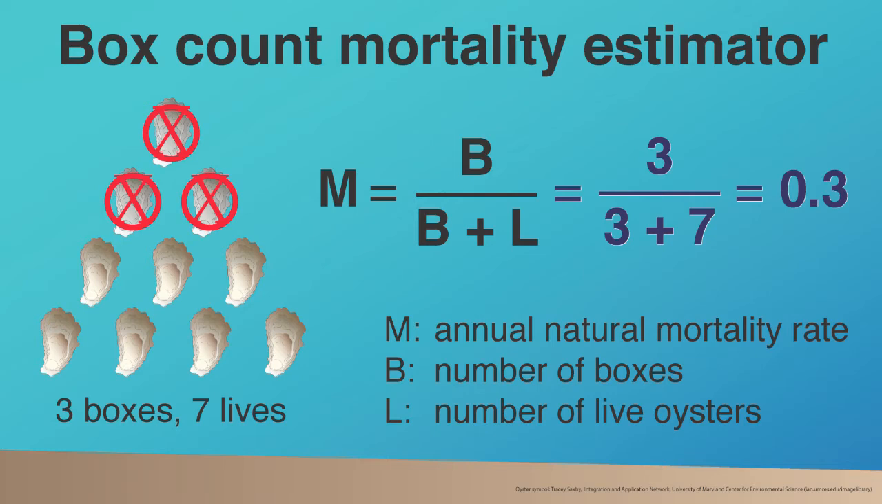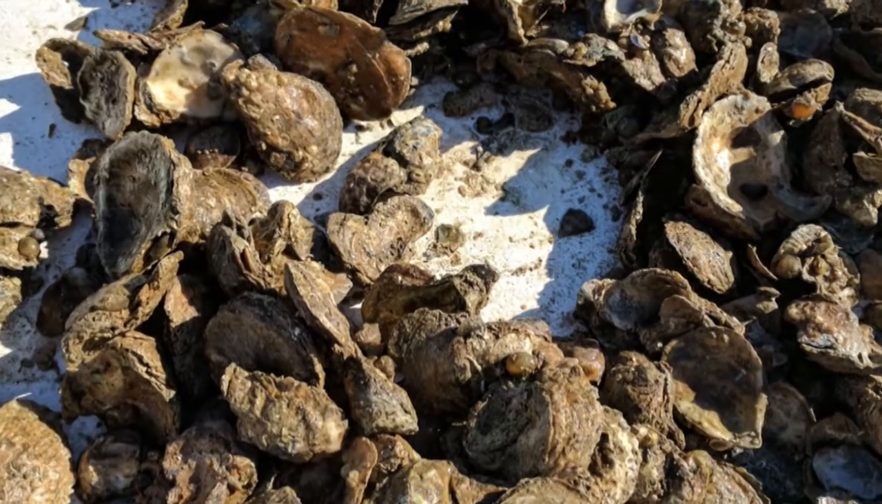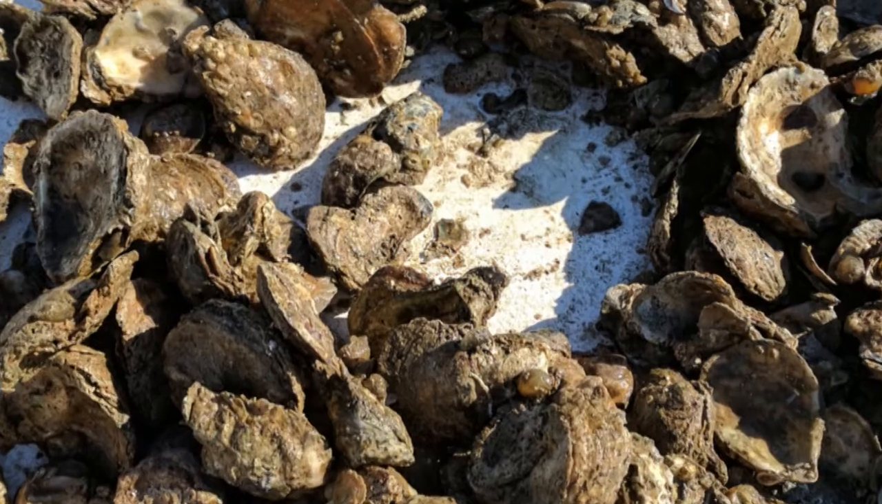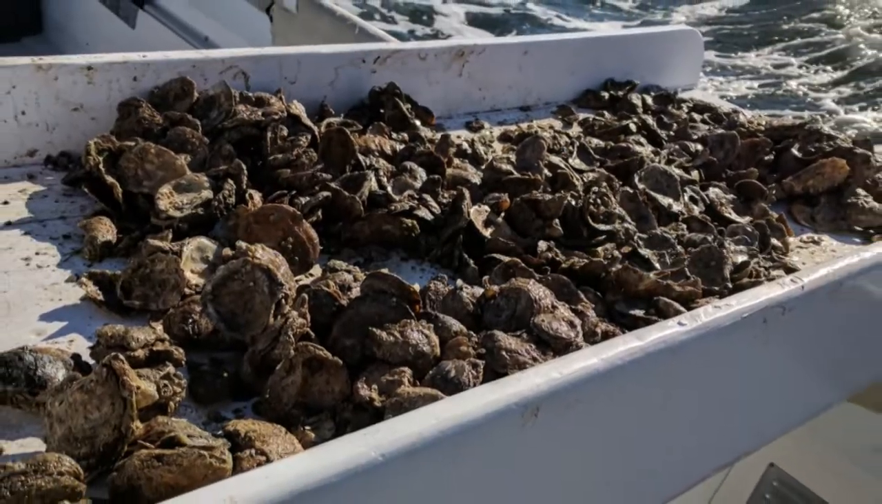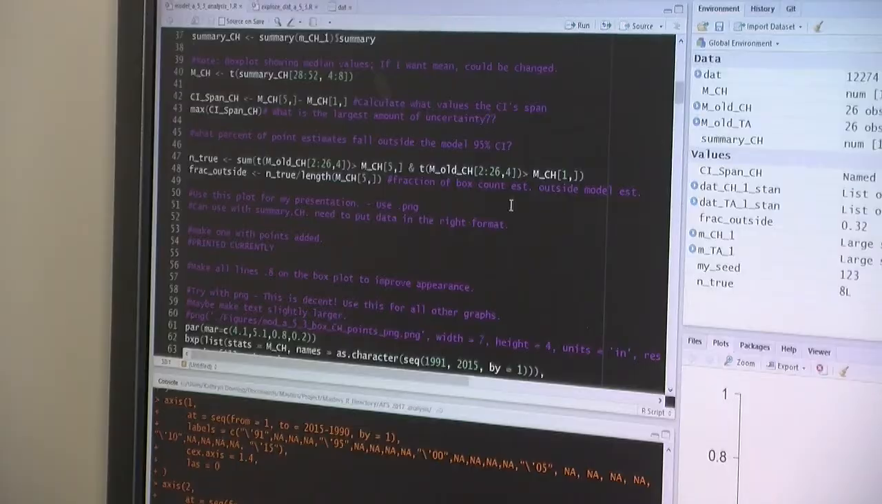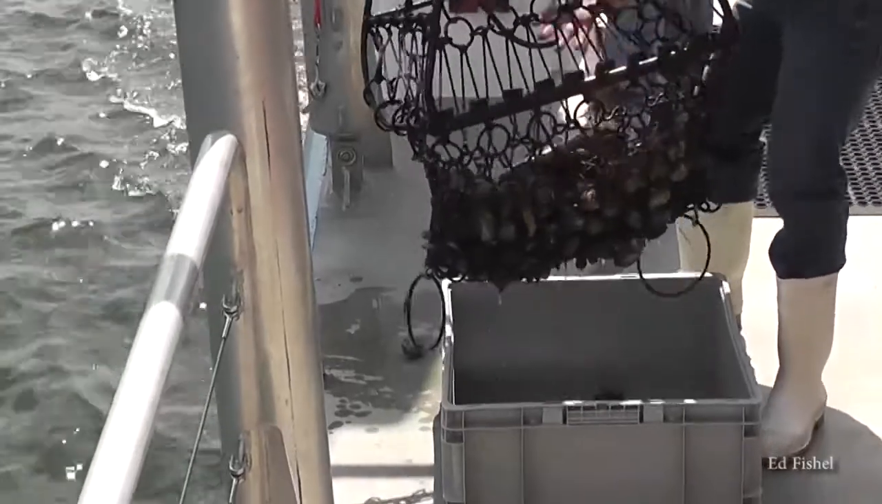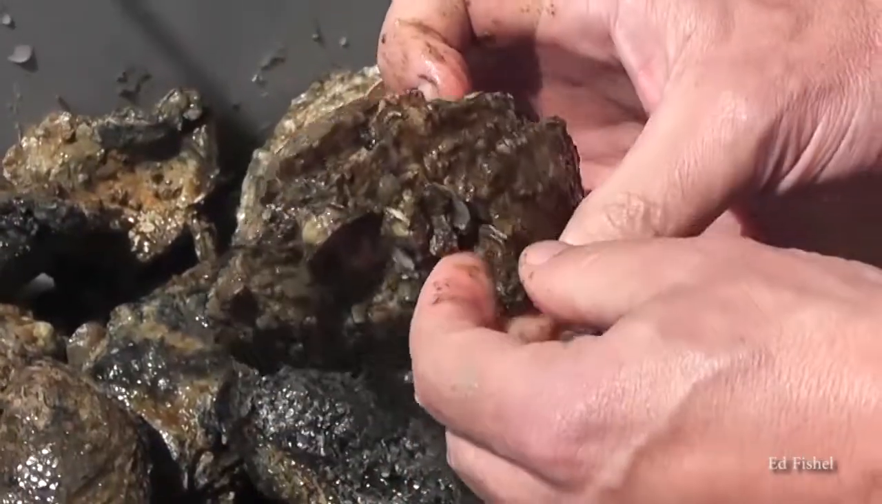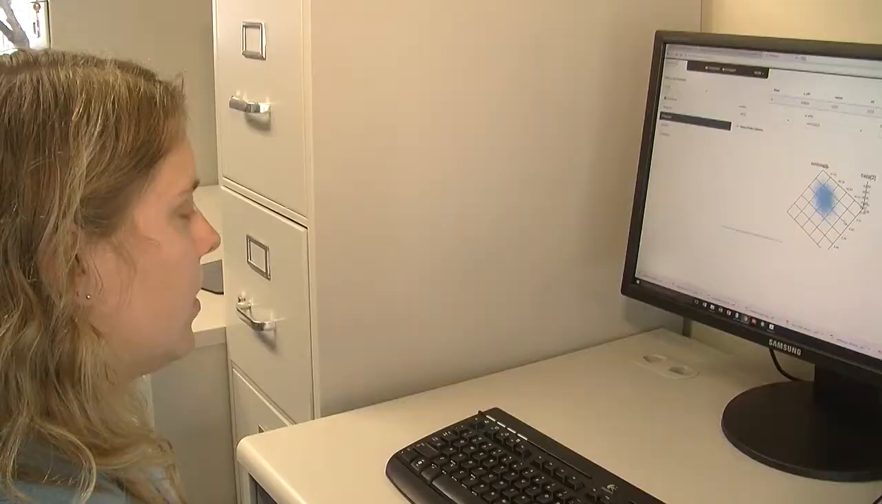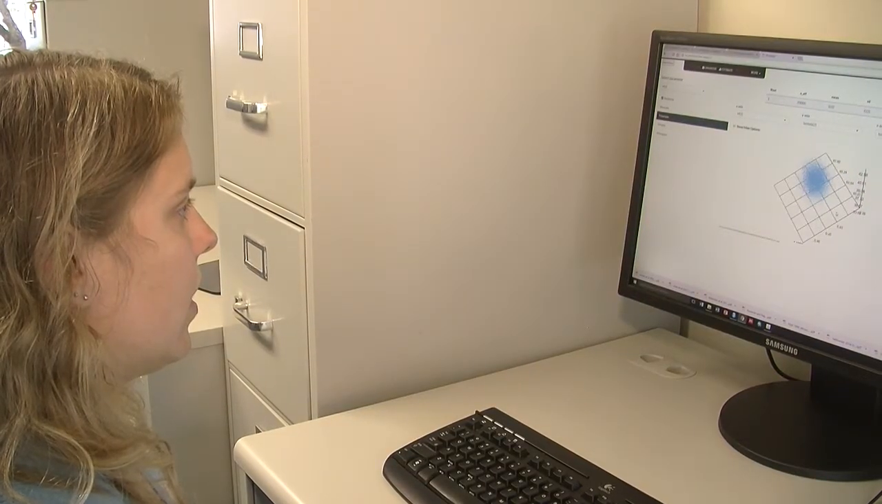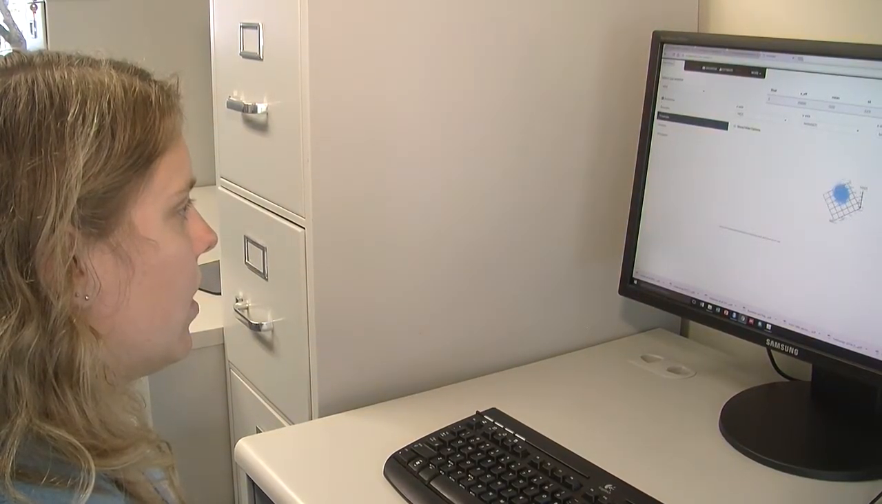The problem with this method is that we don't know how confident we are in that value. The box count mortality estimator has some assumptions that we think are wrong for oysters, and so we're also incorporating corrections for that. One of the assumptions is that we assume boxes break down in 1 year. There's some studies that indicate that this is not likely to be true for oysters. This could lead us to overestimating the natural mortality rate.